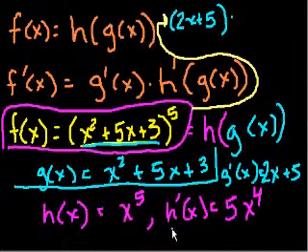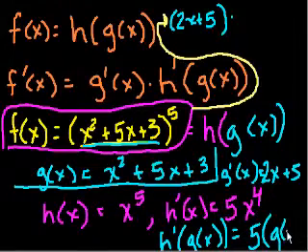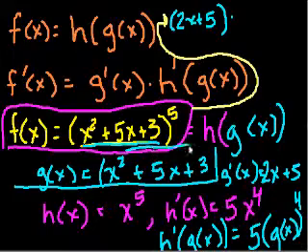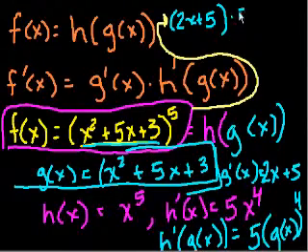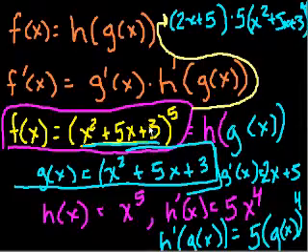So h prime of g of x would equal 5 times g of x to the 4th, right? And we know what g of x is. It's this whole thing. So it would be times 5, and this whole thing, x squared plus 5x plus 3, all of that to the 4th power. I think I have truly confused you, so I'm going to try to do a couple of more examples. Let me clear this.